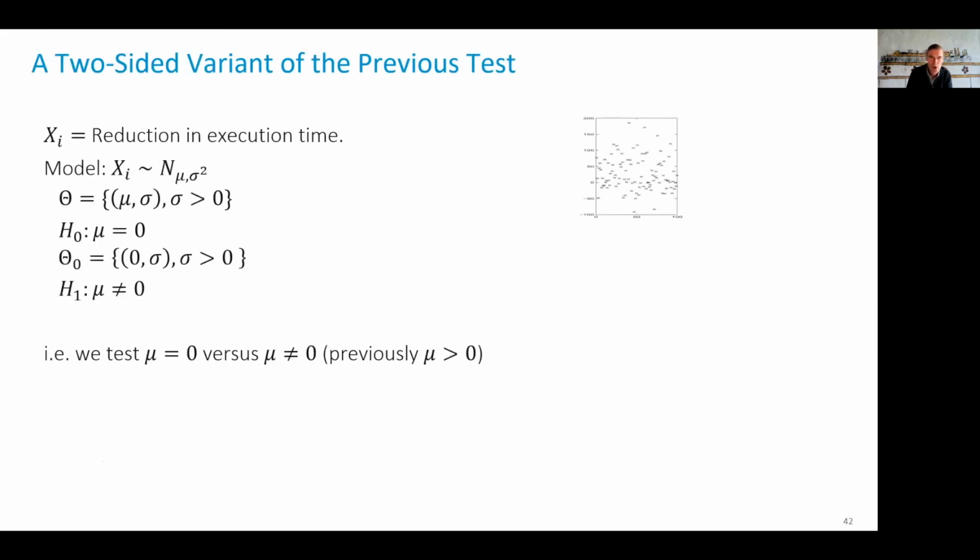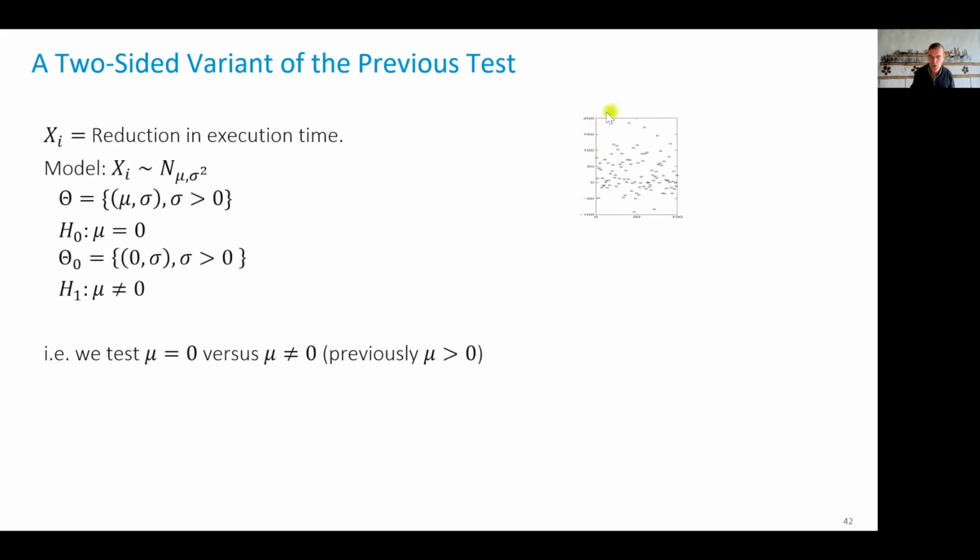Let's, by curiosity, redo the same thing when I do not assume necessarily that mu must be positive. So I ask, is A better than B? When I did that before, I made the implicit assumption that the only things that are possible is both A and B are the same, or A is better. But now I do another thing. I ask, is A different than B? So that's called a two-sided test. The previous one was called a single-sided test.